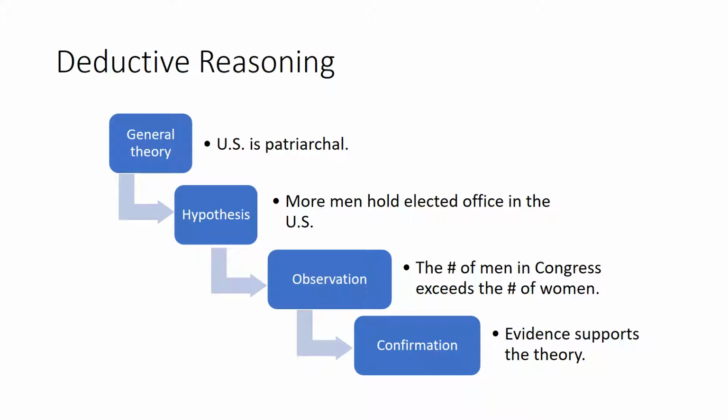The researcher then proceeds to gather some relevant data and analyze those data. And they observe that indeed, the number of men in Congress exceeds the number of women in Congress. Thus, the researcher concludes that their evidence supports the theory.